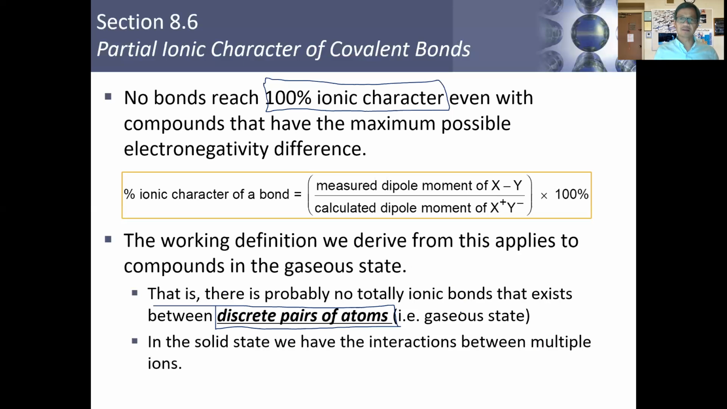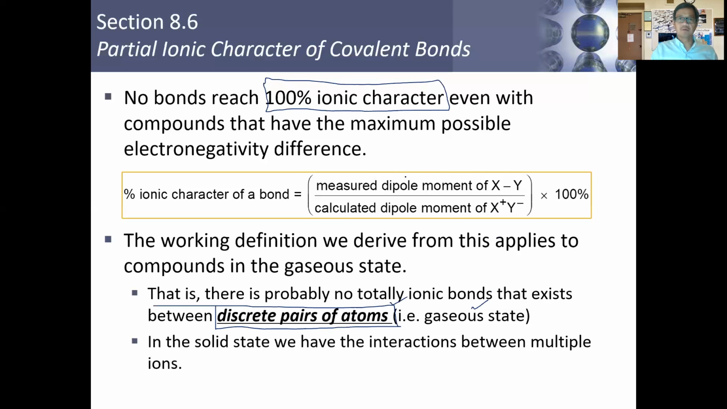Now understand that in the gaseous state, the reason we don't have that strong of an interaction is just that these gaseous ions are so far apart from one another. But when we talk about the ionic character of an ionic bond, we were discussing the character of discrete pairs.